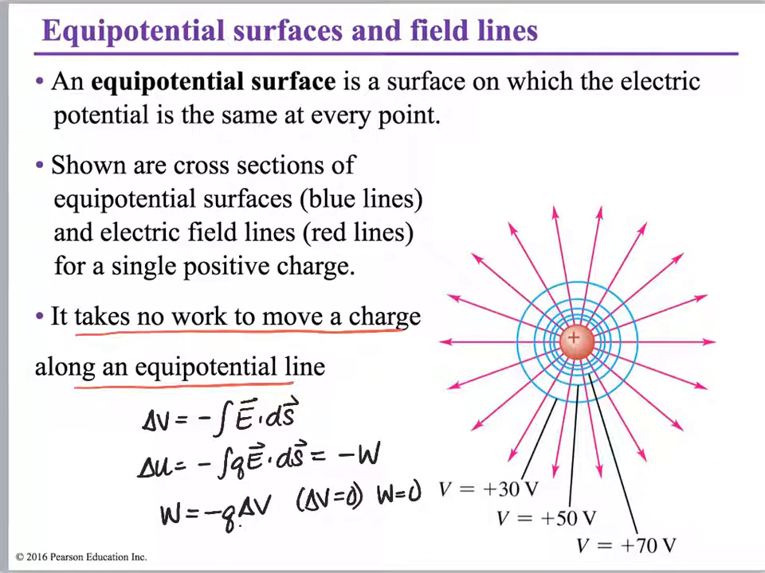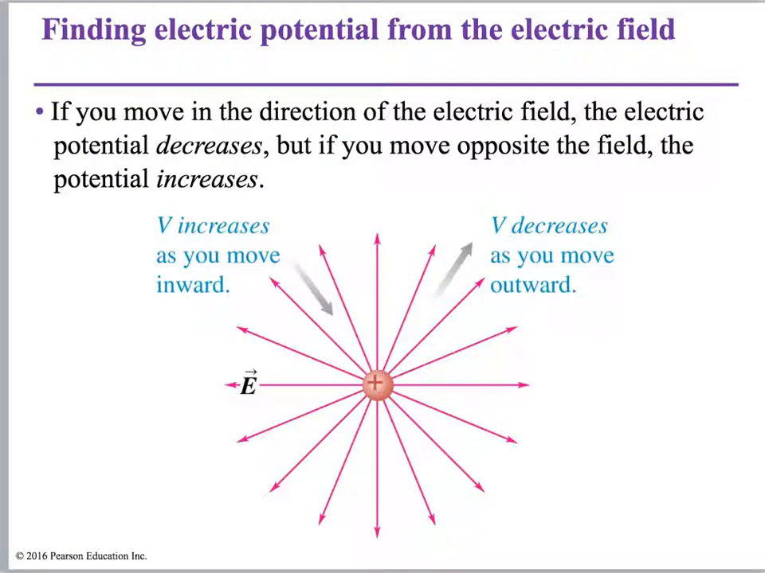So the idea is that, if I took a little charge right here, anywhere I move it along this line doesn't take me any work to do that, because moving along this line, the delta V is equal to 0, and then therefore also the work that would be necessary to move it would be 0 as well. Okay, so again, this is just a picture sort of reinforcing the idea that our potential is decreasing as we move along the electric field, or if we moved against it, our potential increases.